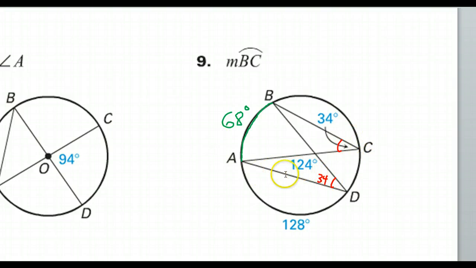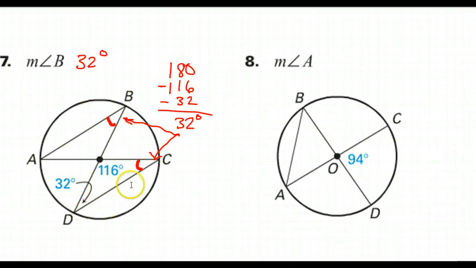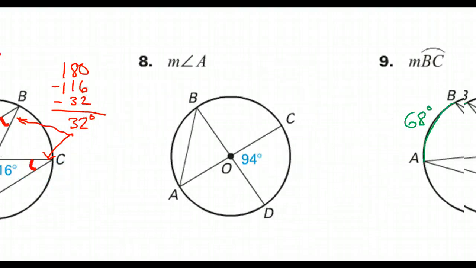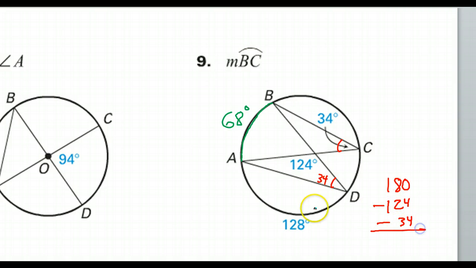The next thing I'm going to use is just what I did on the last problem. Remember that the sum of all the angles in a triangle has to be 180. I get really happy anytime I see 2 angles inside of a triangle, because I know I can find the third just by subtracting from 180. So if I do 180 minus 124 minus 34, that should give me this missing angle over here. That turns out to be 22, so this angle right here is 22 degrees.